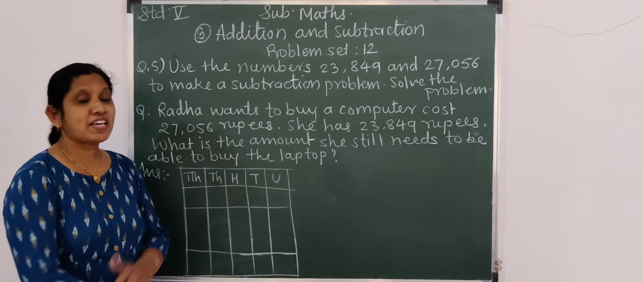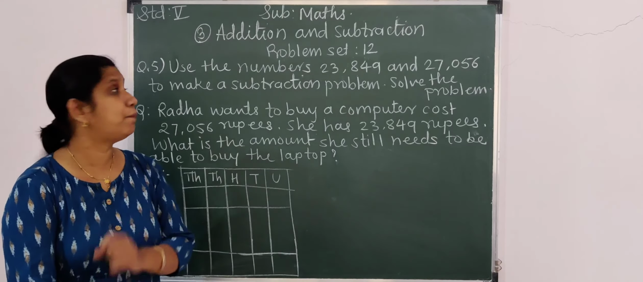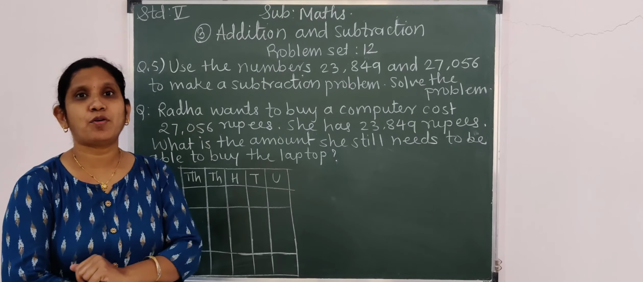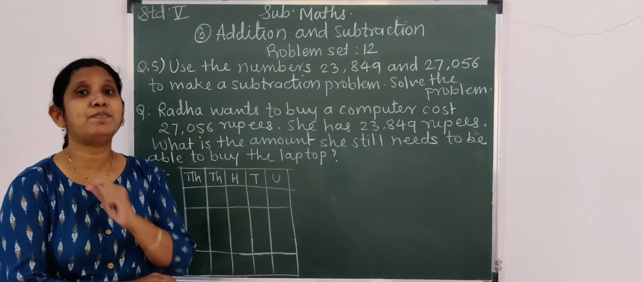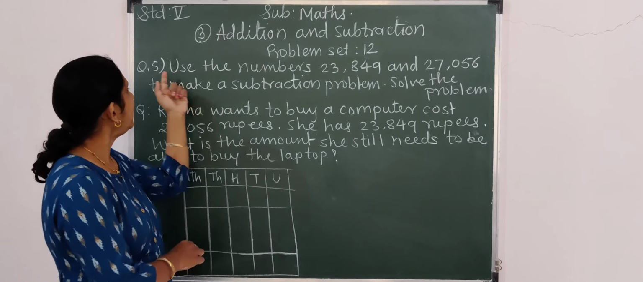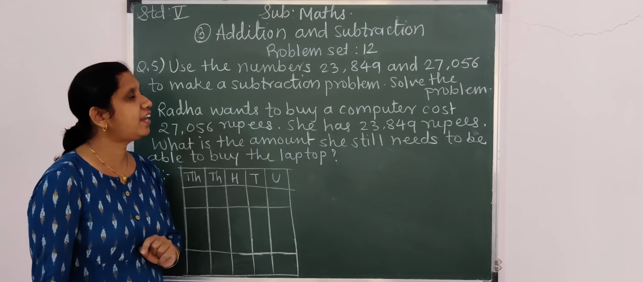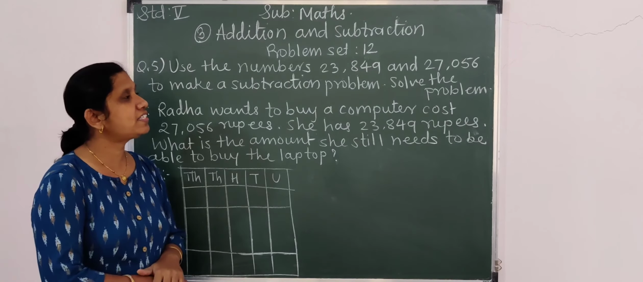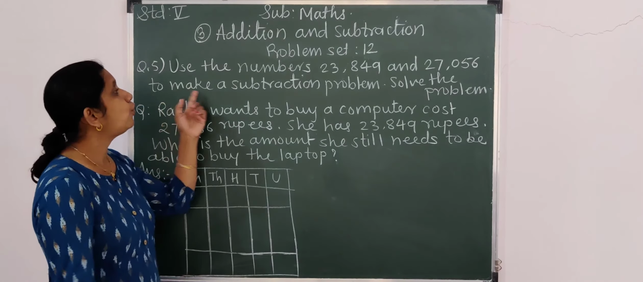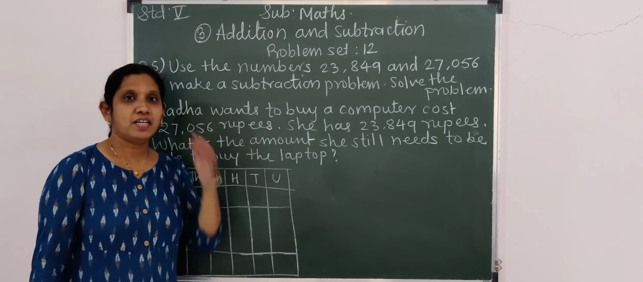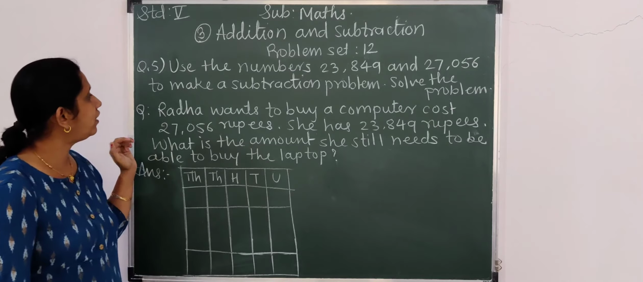Students, see, question number 5 is a little bit different. Here, what do we have to do? Numbers they have provided and we have to frame the question ourselves. See the question here: use the numbers 23,849 and 27,056 to make a subtraction problem and solve the problem. See, I have framed a question over here.